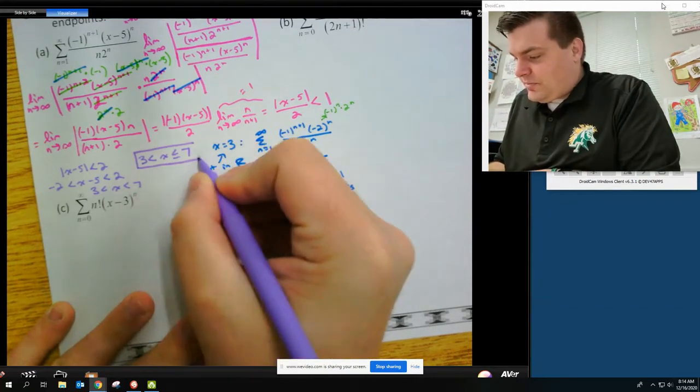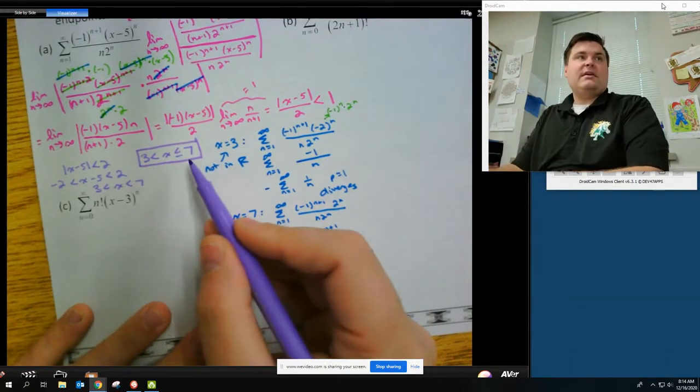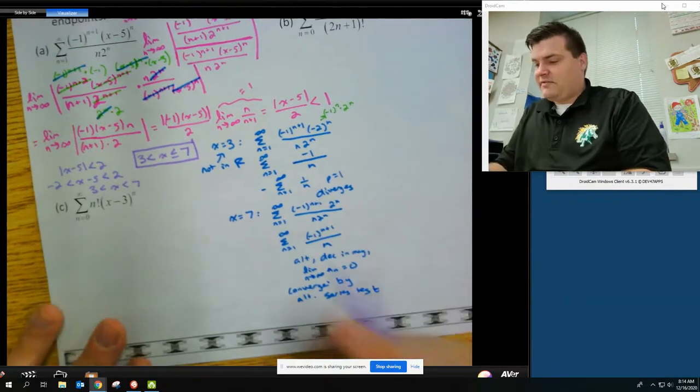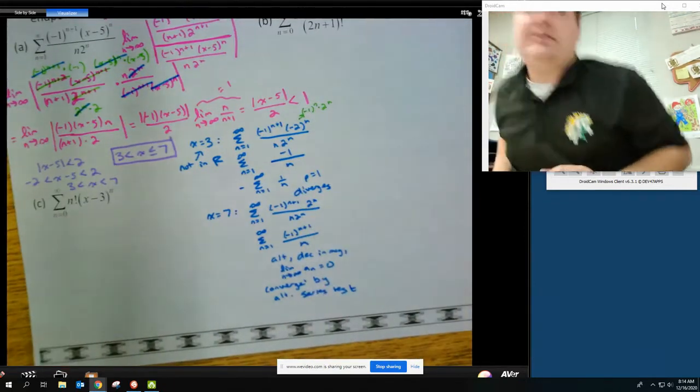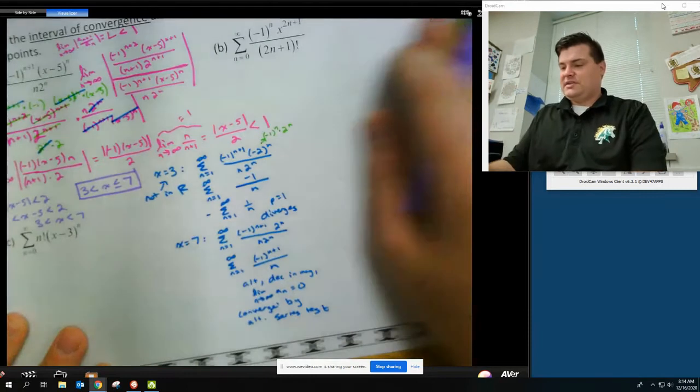So all we did here in blue was figure out, am I including the 3 or am I including the 7? Since the 7 converges, I include it. Since the 3 diverges, I'm not including it. So this is my radius of convergence.